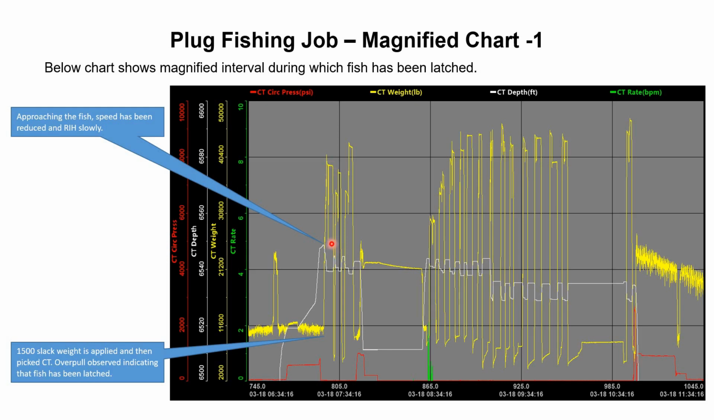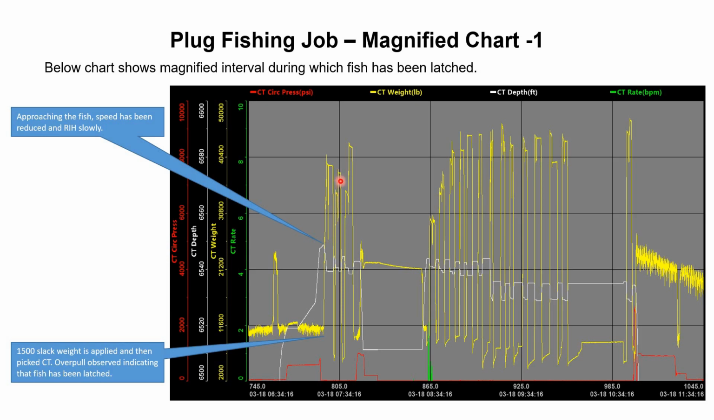This drop is indicating that the jar has been activated. We applied the overpull, and then after 1 to 2 minutes there is a sudden drop in weight, which shows the jar activation. Then after that we again provided the slack to close the jar, and then we picked the coil again to confirm whether we have latched the fish or not.